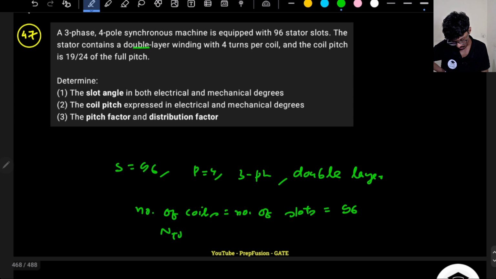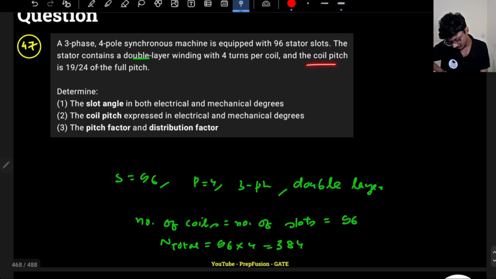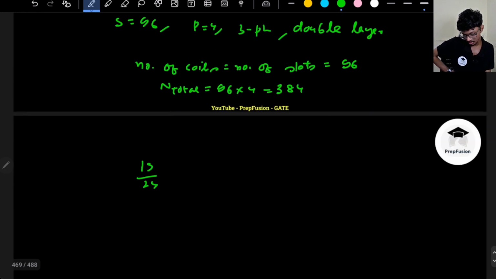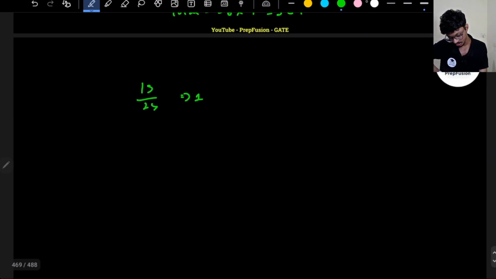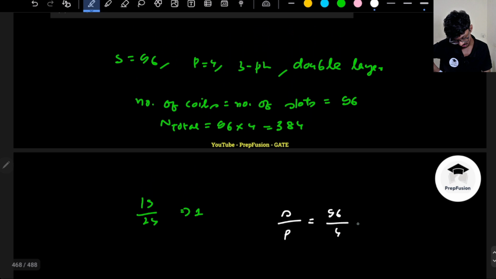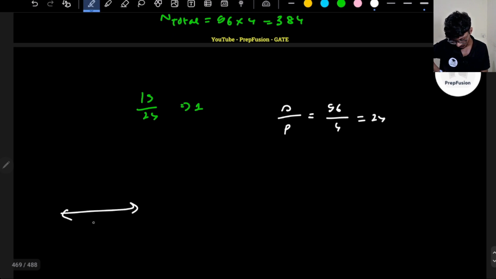So what is the total number of turns? N total will be 96 into 4, which is 384. Okay, this will be the total number of turns. The coil pitch is 19 by 24 of the full pitch. So what does it actually mean? I will explain. Full pitch means 1. So what are the slots per pole? 96 divided by 4, that is 24. So each pole will cover 24 slots. So out of those 24 slots I have.